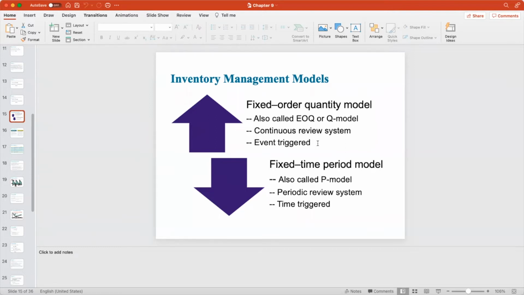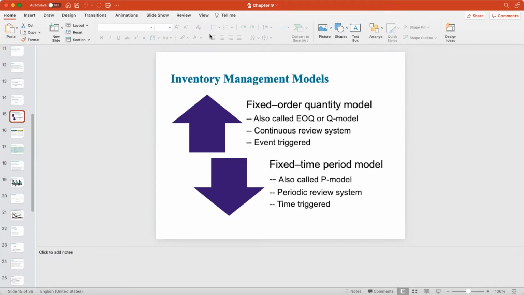Now let's move to the fixed time period model, also called the P model. Different from the fixed order quantity model, the fixed time period model is a periodic review system, which indicates that employees will not need to continuously review the inventory amount within the warehouse. They will only look at the inventory amount at set intervals. For instance, they may only look at the inventory within their warehouse at the beginning of every month, or at the middle of every month, or at the end of every month. They won't continuously look at the inventory amount, for example, every day. That's why we call it a periodic review system.